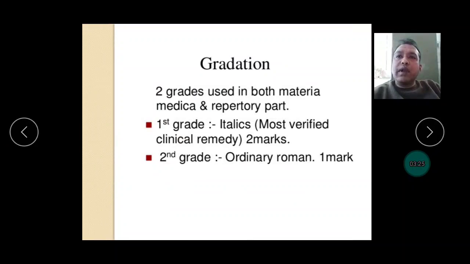Now the gradation part. It is again a clinical repertory, as I've told you in my earlier classes. It is divided into two grades. The first grade is italics, most verified clinical remedy, that is 2 marks, and the second grade is ordinary Roman, that is 1 mark. So this clinical repertory shares only two gradings of symptoms, as it is a clinical repertory: the first is italics and the second is Roman.